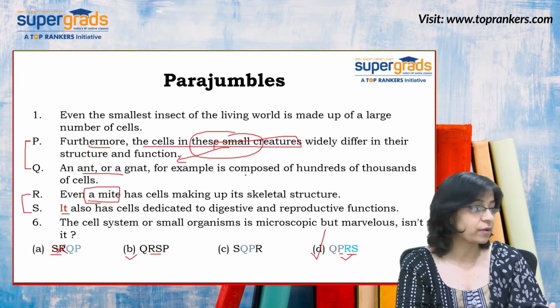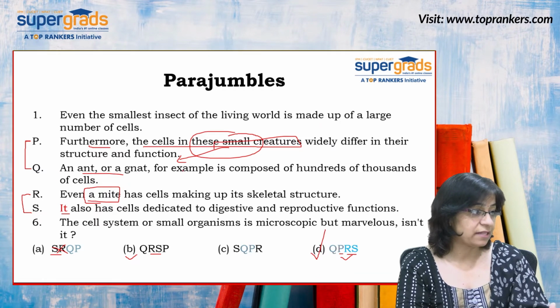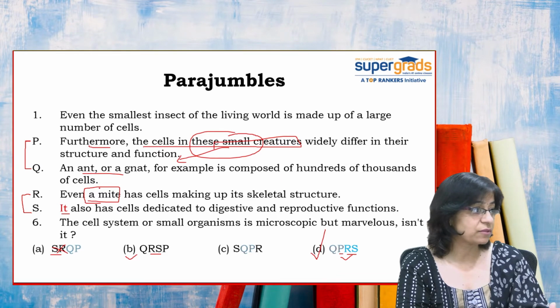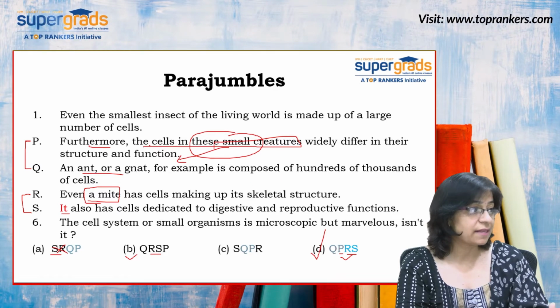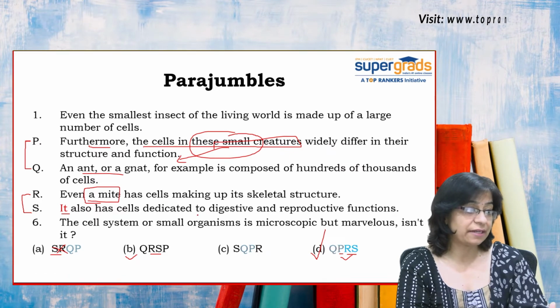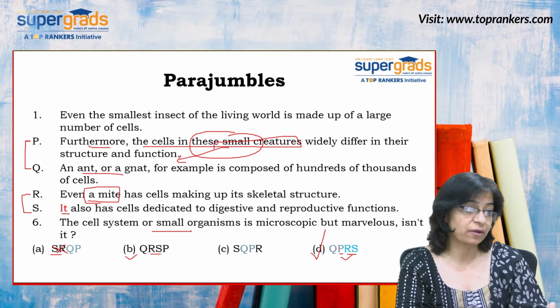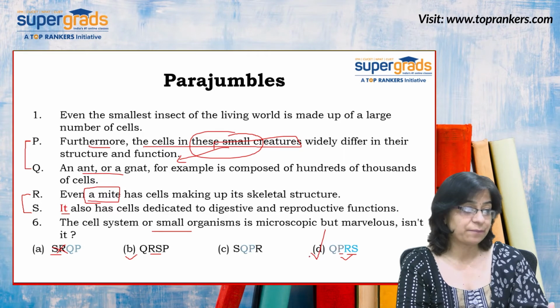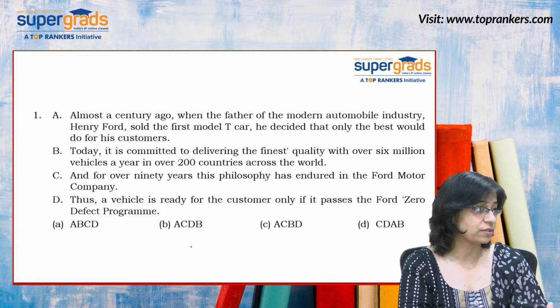Let's put all of them together. Even the smallest insect of the living world is made up of a large number of cells. A gnat, for example, is composed of hundreds and thousands of cells. Furthermore, the cells in these small creatures widely differ in their structure and function. Even a mite has cells making up its skeletal structure. It also has cells dedicated to digestive and reproductive functions. The cell systems of small organisms are microscopic but marvelous, isn't it? See, this is how you get your answers. Let's look at another question.